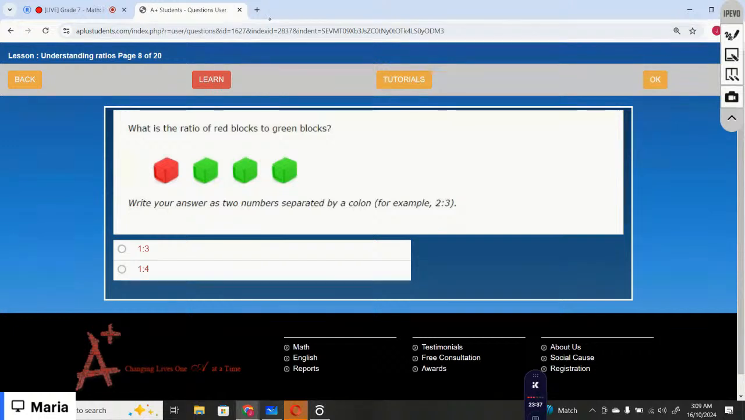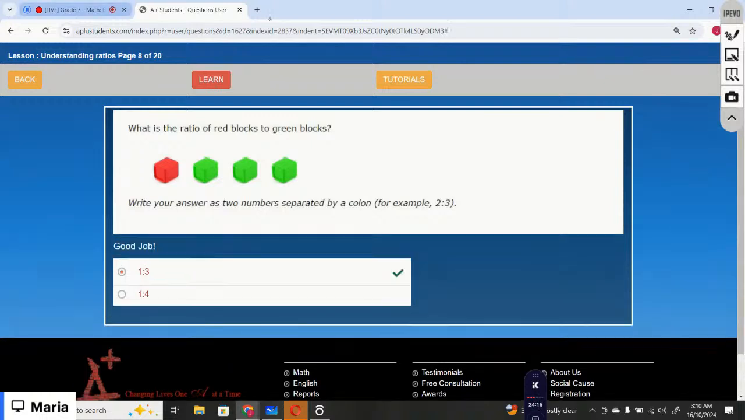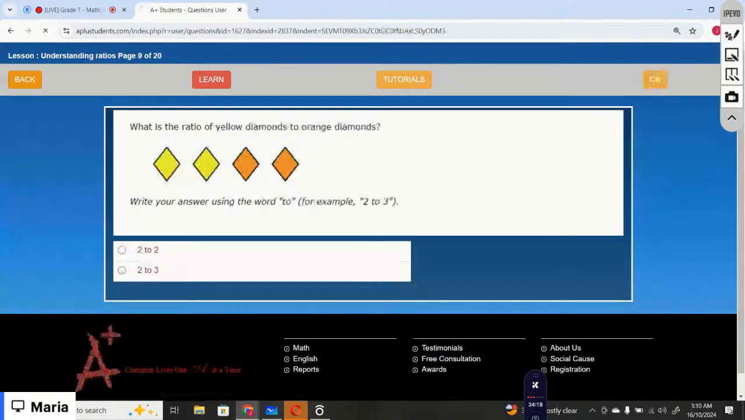What is the ratio of the red blocks to green blocks? So which is the correct option? The correct option is 1 to 3. Option number 1 is the correct option. Okay, you can complete the lesson by yourself later today. Let me just move on to the next lesson.